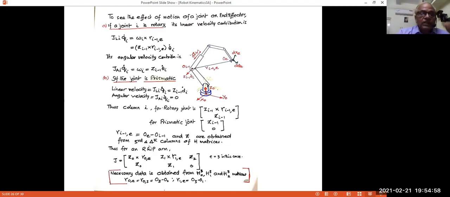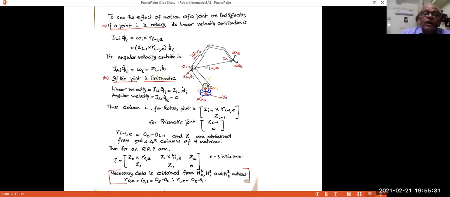So, as I said, this r_(i-1,E) is O_E minus O_(i-1), and z is determined from the third column of the rotation matrix. And so you can obtain both from the third and fourth columns of the H matrices, H_0^4, H_0^6, H_0^i, for example.